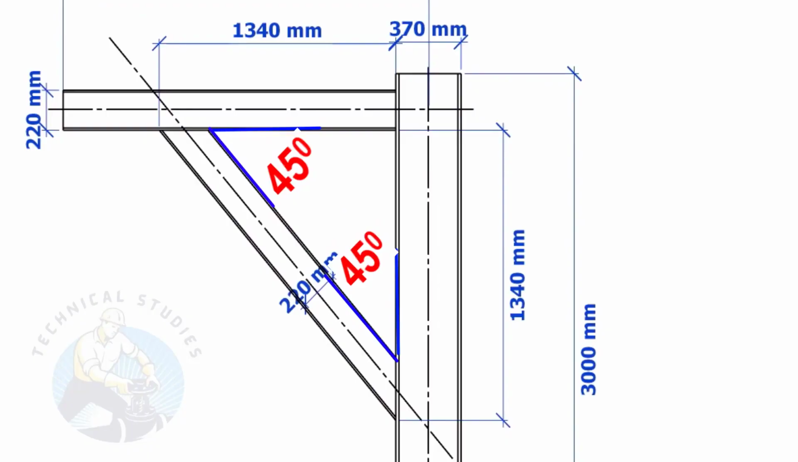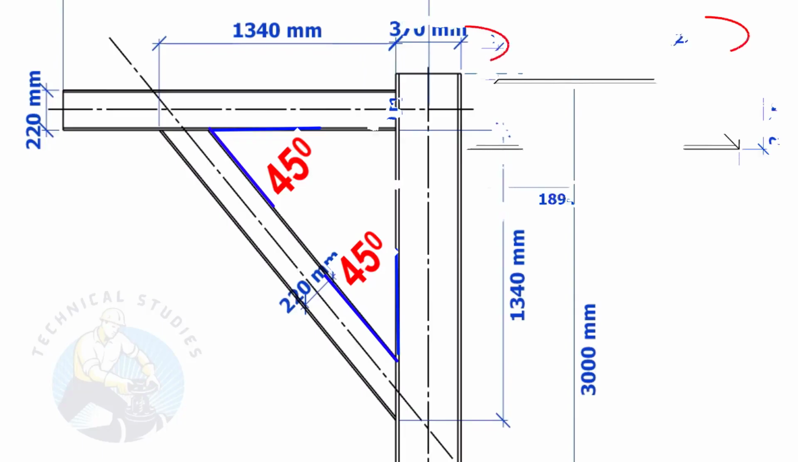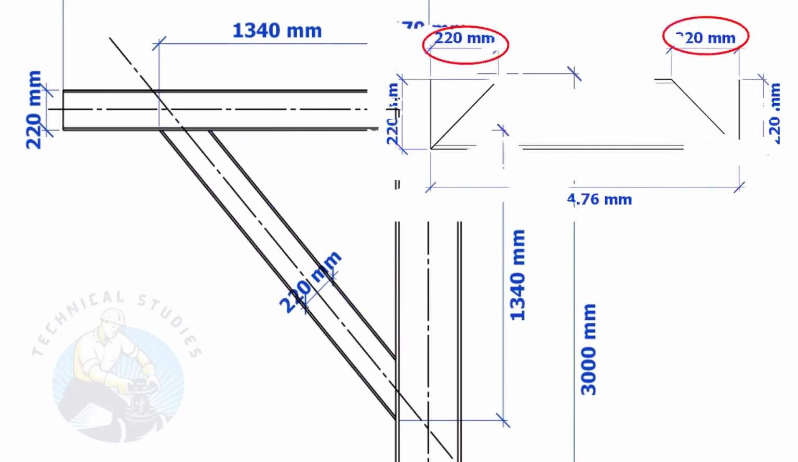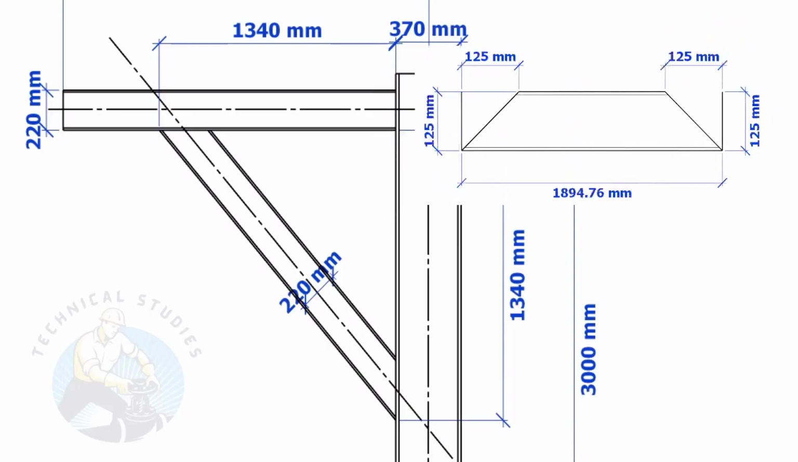Here, the size of the beam is 220 mm. Then, the cutback will also be 220 mm. Suppose the width of the bracing is 125 mm, then the cutback will also be 125 mm. This means if the included angle is 45, the cutback will be the same as the bracing width.